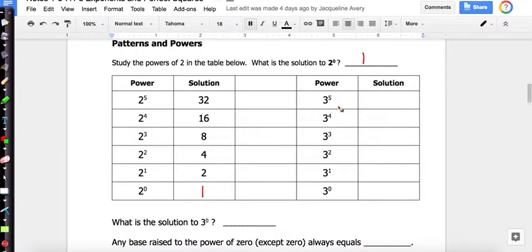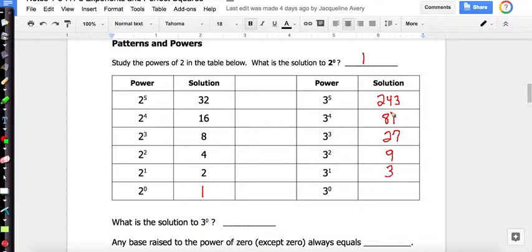Now, if we look at 3 to the 5th power here, we know that 3 to the 4th power is 81. We just figured that one out. So if we multiply 81 times 1 more 3, that'll give us 3 to the 5th, which is 243. 3 to the 3rd is 3 times 3 is 9, and 9 times 3 is 27. 3 squared, 3 times 3 is 9. 3 to the 1st is just 3.